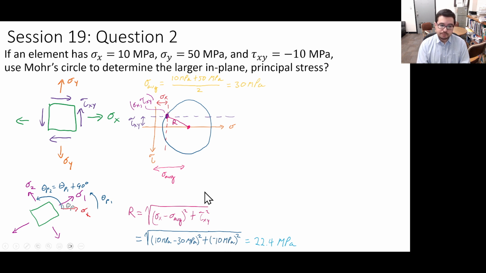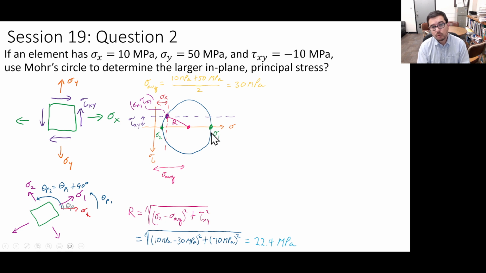Notice that the tau xy was squared and it was negative, and so it's a positive. And here it doesn't really matter if I do sigma average minus sigma x or sigma x minus sigma average, because when I square that, I'm going to get a positive value as well. Let's go ahead and think about what the state of principal stress looks like by drawing the sigma 1 and the sigma 2, as you see here.